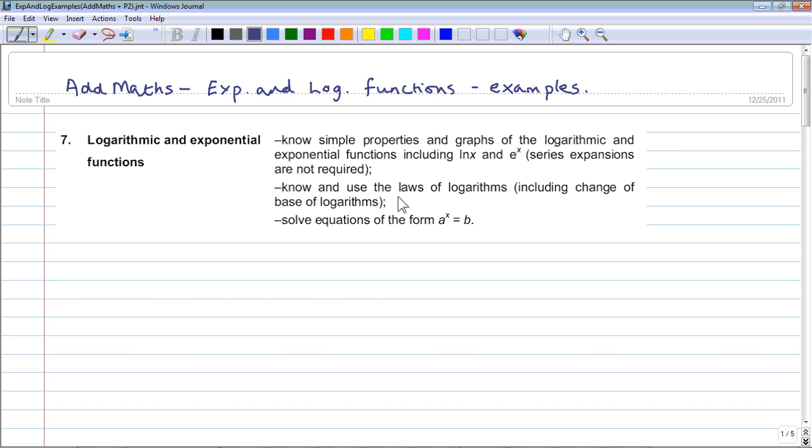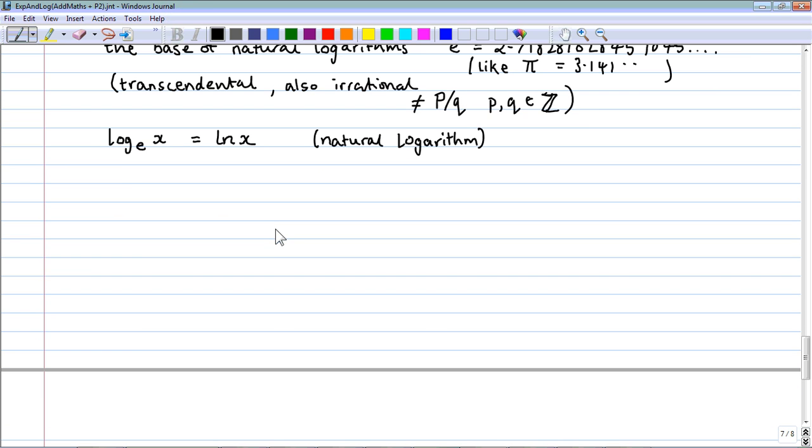You need to know and use the laws of logarithms, including the change of base of logarithms. I forgot that. Let me go back a moment and show you the change of base of logarithms. I think the best way to understand this, because it's a bit confusing if you haven't seen it before, is probably to consider a very concrete example.